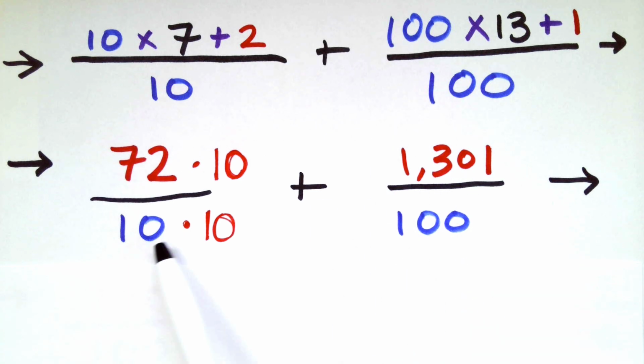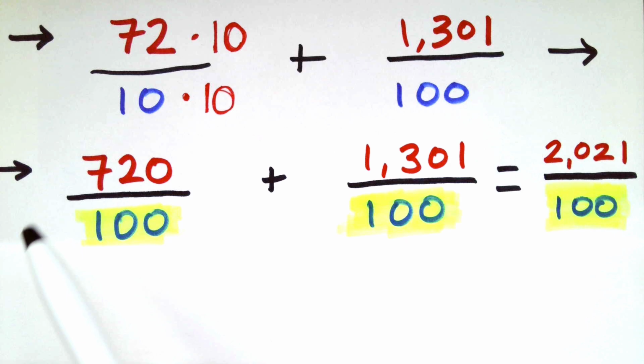Now, before I can add any fractions, the denominator, the bottom number, has got to be the same. I know if I multiply 10 times 10, that will give me 100. So what I do to the bottom of the fraction, I have to do to the top. 72 times 10 is 720. 10 times 10 is 100. Once the denominators are the same, I can add the numerators, the top values. Let's take a look. What does that look like? All right, so you can see here 720 over 100 plus 1,301 over 100. The denominator stays the same throughout, 100.